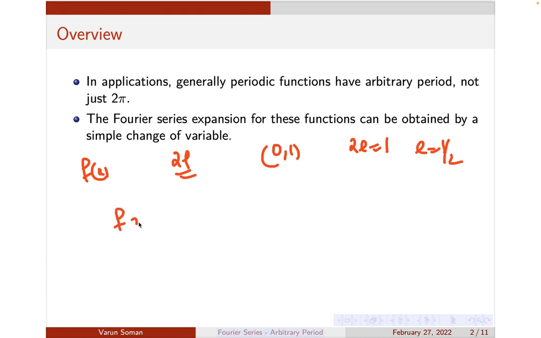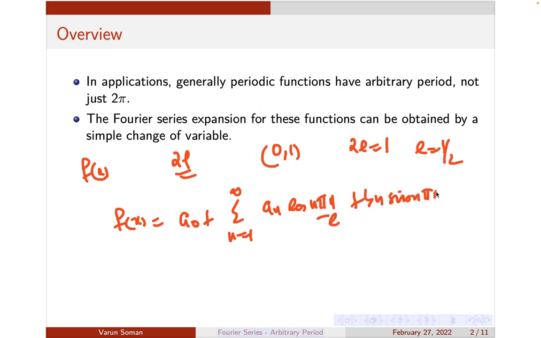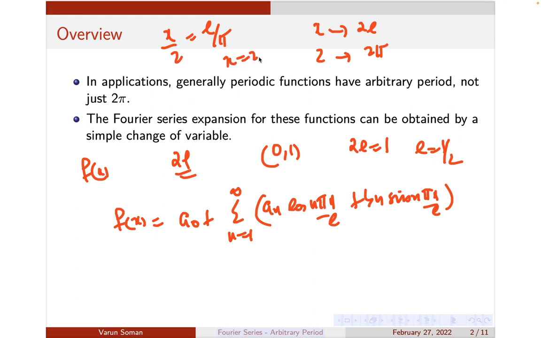Now what is the formula? The Fourier series expansion of f of x is equal to a0 plus sigma n equals 1 to infinity of an cos n pi x by L plus bn sin n pi x by L. The derivation is not required for you, but it's very simple. It is the same approach I have done earlier. I change this x of length 2L to a variable z of length 2 pi. The basic change of variable is taking x by z as L by pi, or x is equal to zL by pi, or z is equal to pi x by L. That's how I'm changing the variable here.